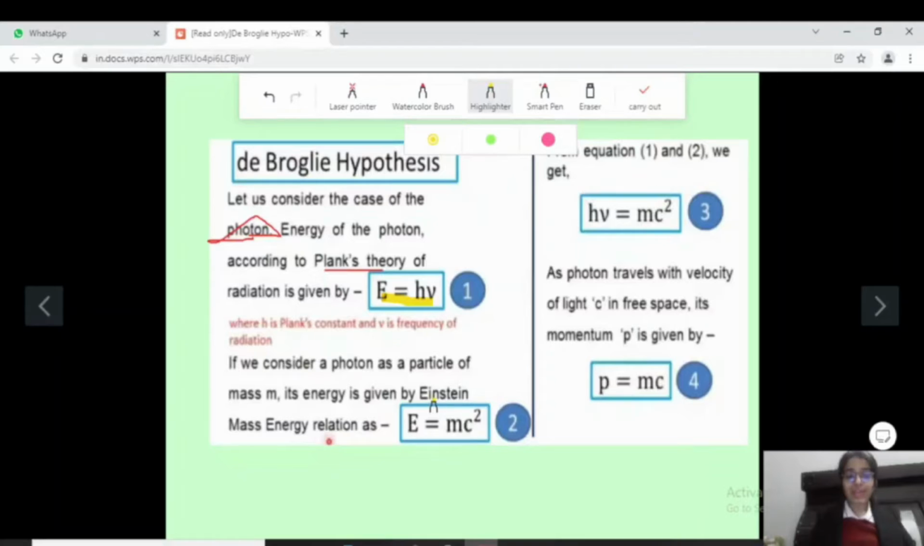If we consider the Einstein equation, E equals mc square. Combining equation first and equation second, we get h nu equals mc square, which is the third equation. We know the momentum is given by p equals mass into velocity, but in the case of a photon, it travels with the velocity of light, c. So the momentum of a photon is given by p equals mc.